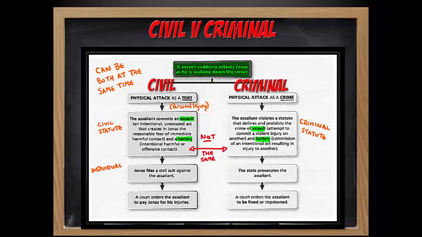For civil lawsuits, the plaintiff enforces. For criminal lawsuits, the prosecutor enforces. The outcome for civil cases is typically restitution, putting the wronged person back to where they were through restitution and compensation. That's money. The outcome for criminal cases is punishment, deterrence, and reform, usually weighing more on the punishment.